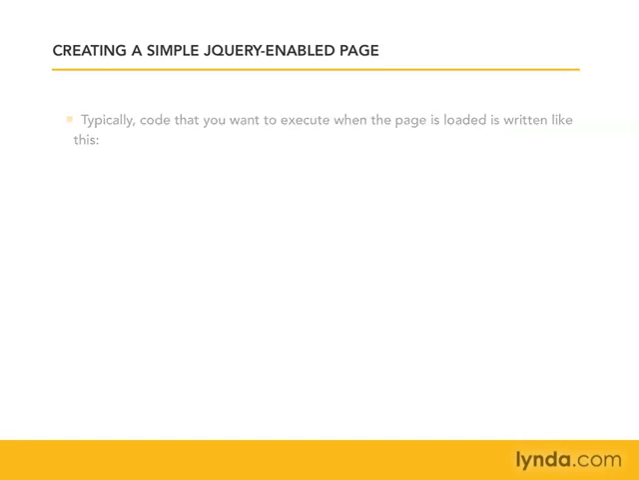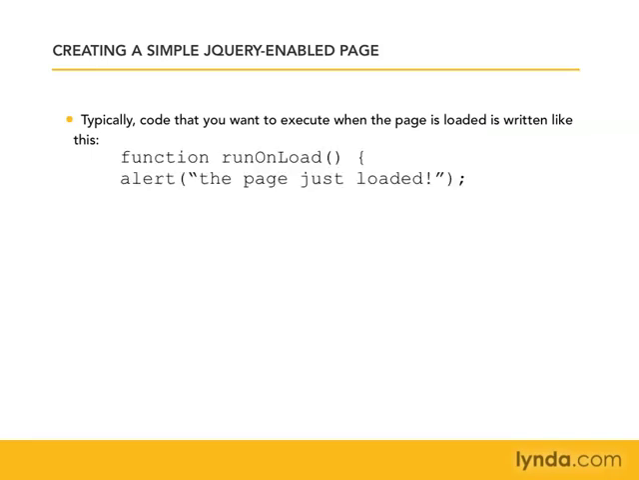Typically, code that you want to have executed when the page is loaded is written something like what you see here. So what I've done is write a run on load function, and that displays an alert, and you can see I'm triggering that off the window.onload event.